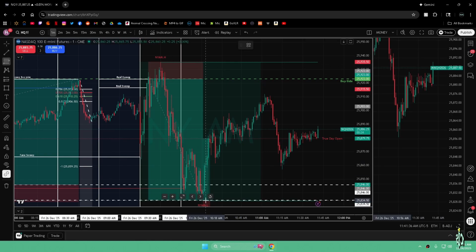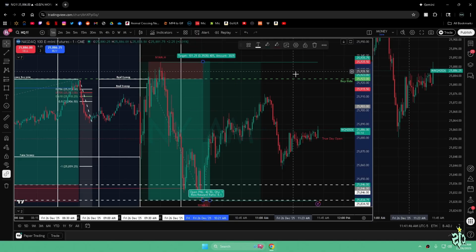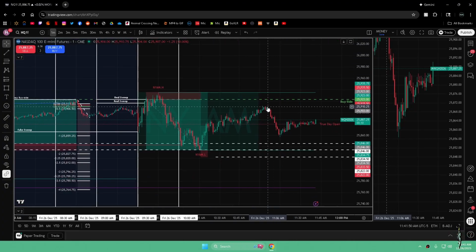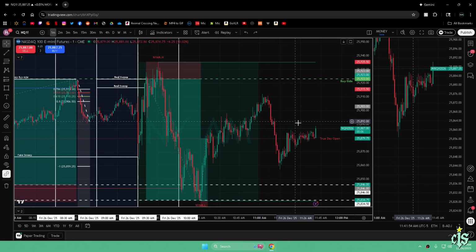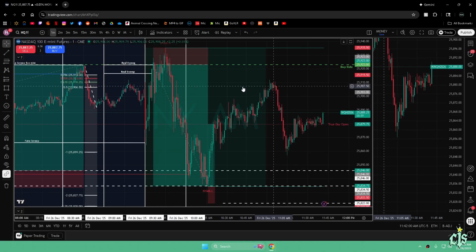Now I'm pretty sure this will be low of day, so we'll probably get a push up sometime soon and take out these highs or go for our buy side, but not sure at the moment because the buy side is pretty far and we are out of New York AM, so it's kind of hard to decipher what it's gonna do.